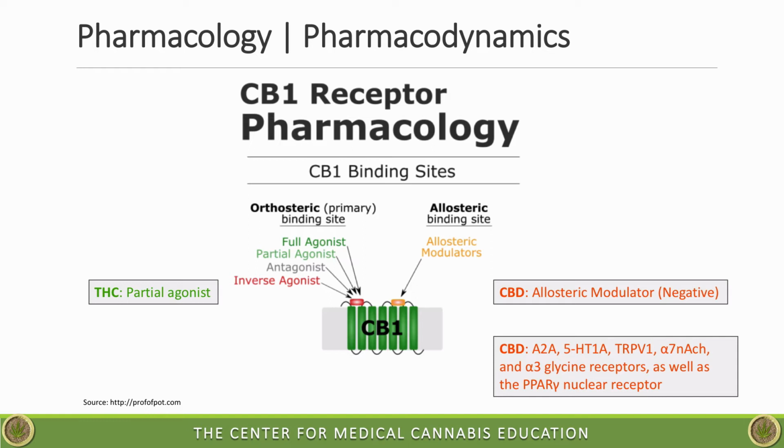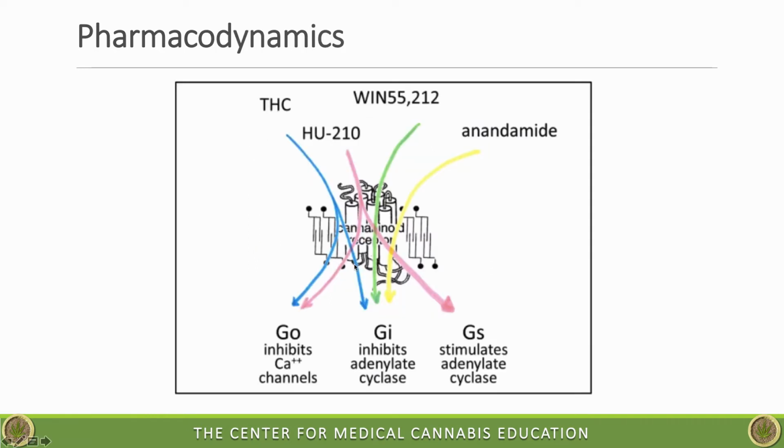From a dosing perspective, this allosteric modulation is important because the dose of THC may produce a different subjective experience for the patient when CBD is administered concurrently, or even if it's administered before THC, because it may change the shape of the receptor, and as a result, it may change the pharmacodynamics inside the cell. The pharmacodynamics, or the intracellular response, is different depending on the agonist. This is called agonist trafficking, and it's very important.